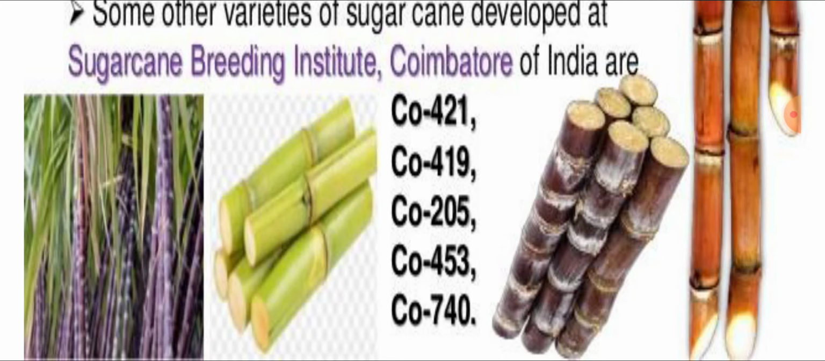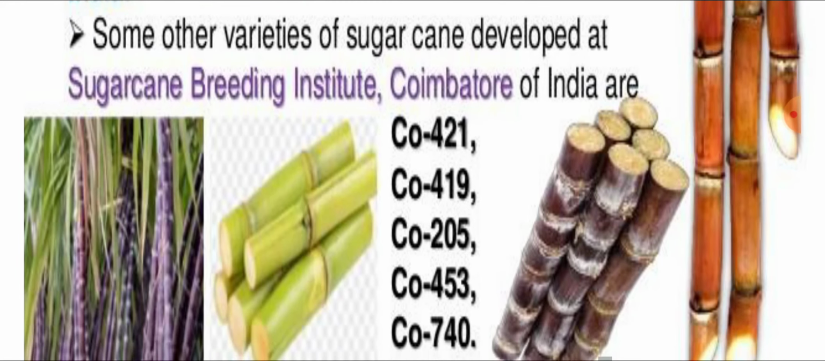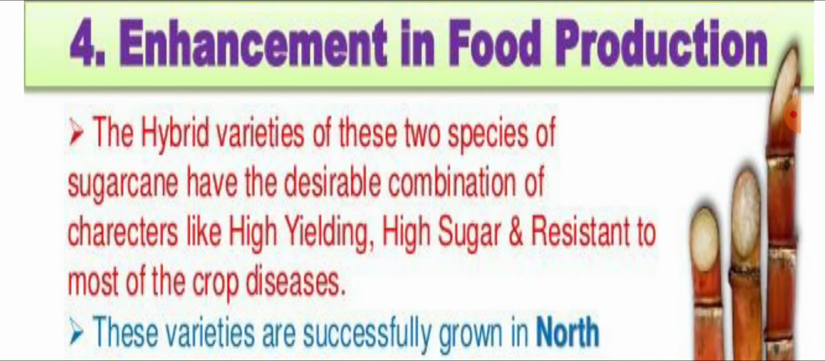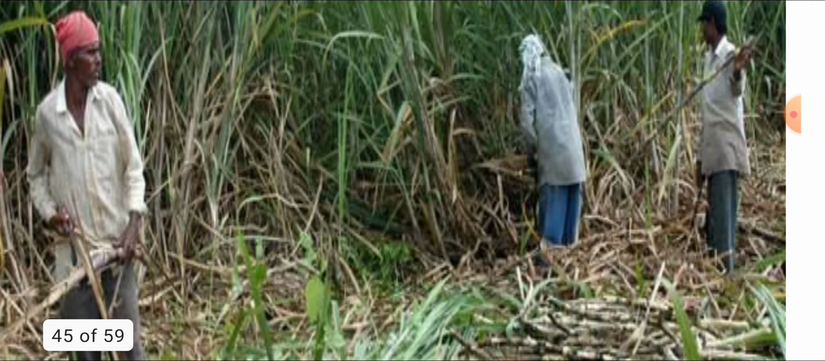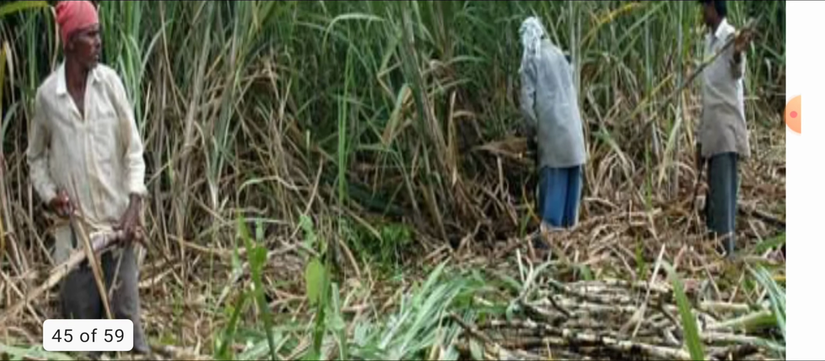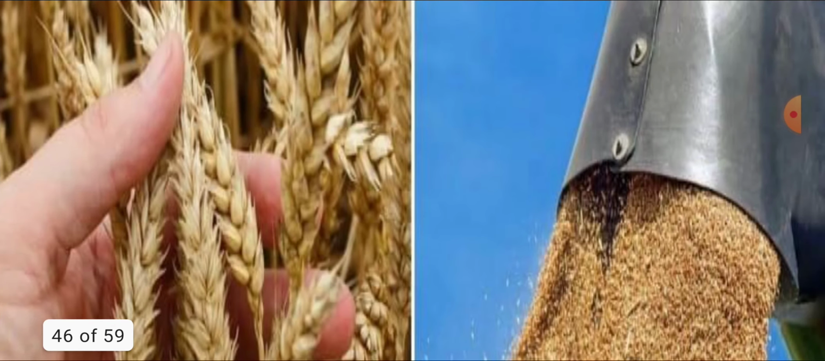Enhancement in food production. You can see in North India, sugarcane is developed as high yielding by the breeding of the plants. Desirable combination of characters like high yielding, high sugar, high resistance to crop diseases. The sugarcane breeding institute is at Coimbatore in India. Here are shown the various varieties 421, 453. These are the sugarcane varieties to get more sugar. Here the crop production like the sugarcane crop production is shown.